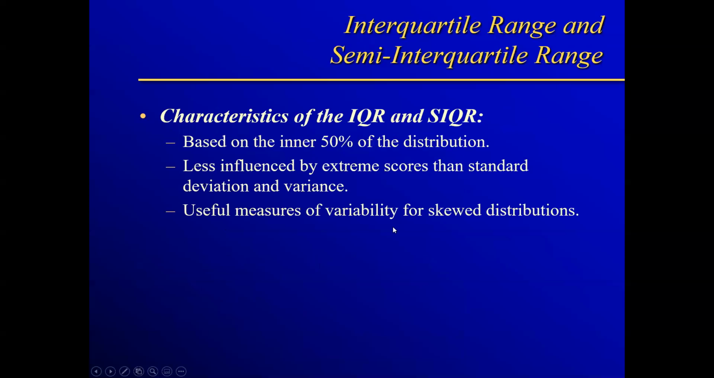All right, so let's get some characteristics, and then we're going to show an example of this. Characteristics of the IQR and the semi-interquartile range: it's based on that inner 50% of the distribution. This will make a little bit more sense when we look at the box and whisker plot. It's less influenced by extreme scores than standard deviation and variance, which we'll get into. And it's a useful measure of variability for skewed distributions. Not going to go into the mathematics of why, but if you have a skewed distribution, it may be more relevant to report the interquartile range than, let's say, standard deviation.